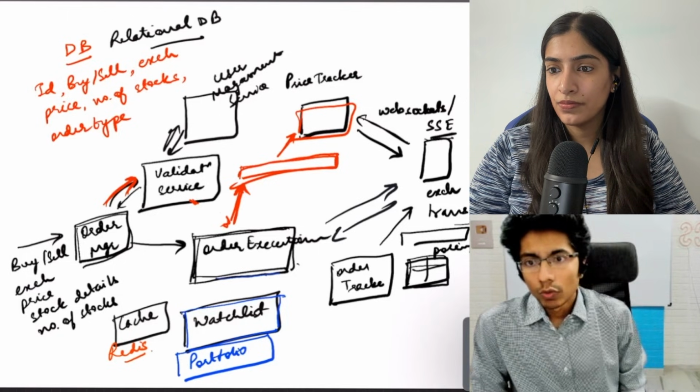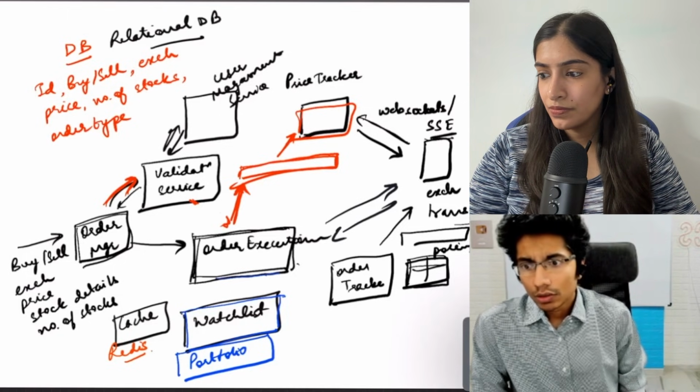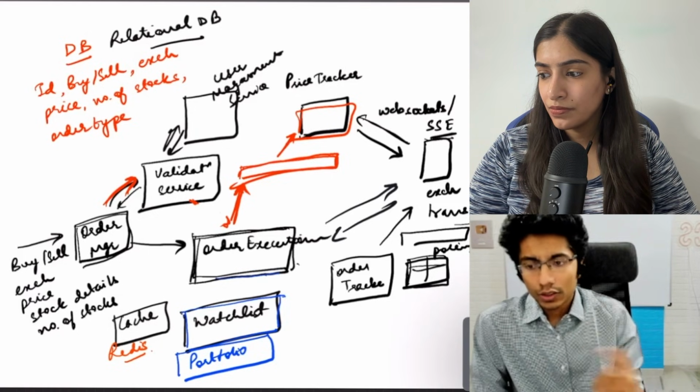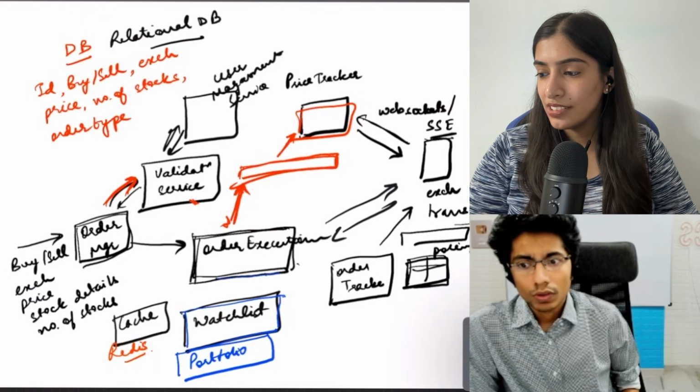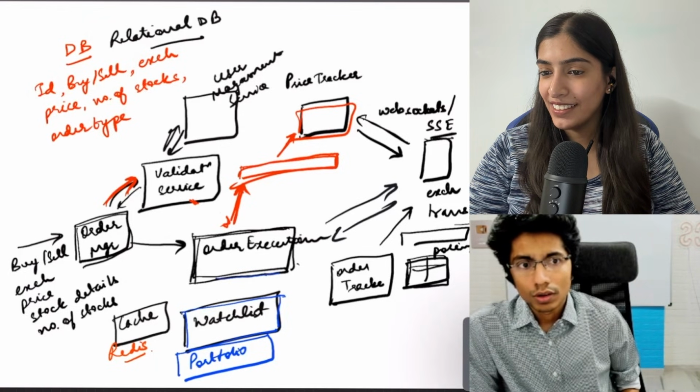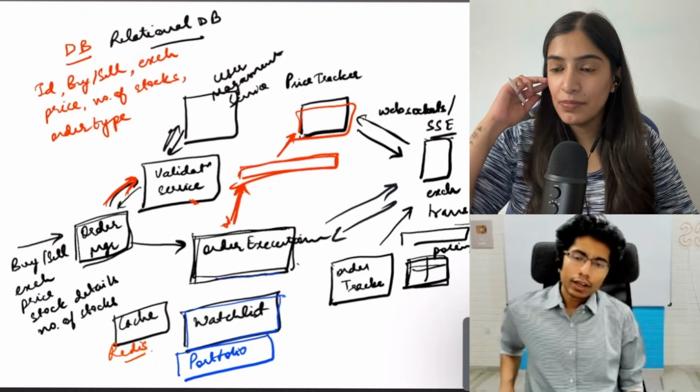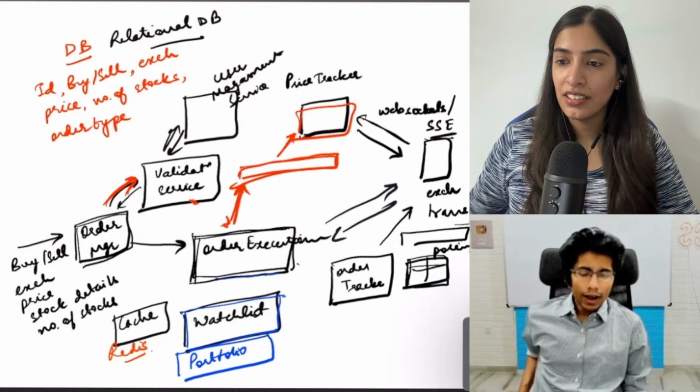The watch list is tracking. I guess the price tracker is talking to the watch list service. Yeah, I know, I've made the services in a very haphazard manner. It looks very dirty. Should I make a clearer diagram? No, no, I think it's fine.